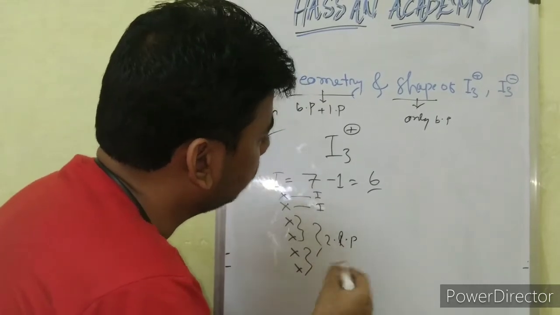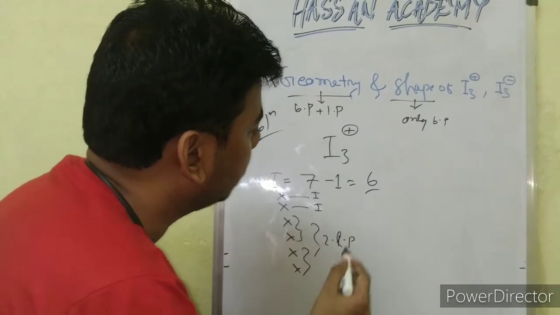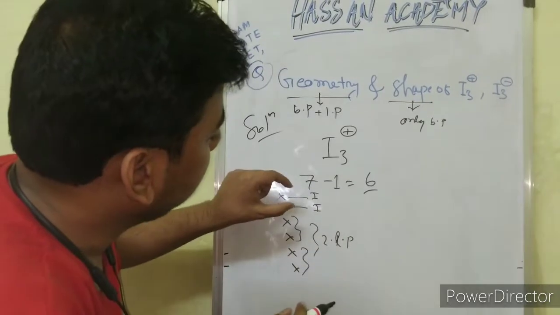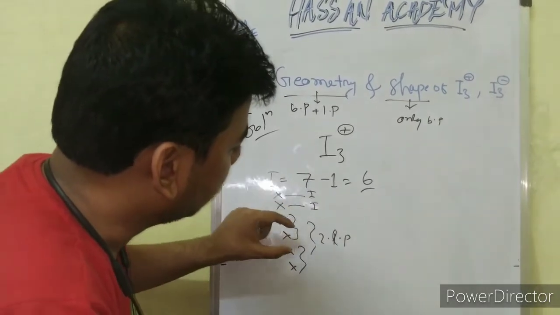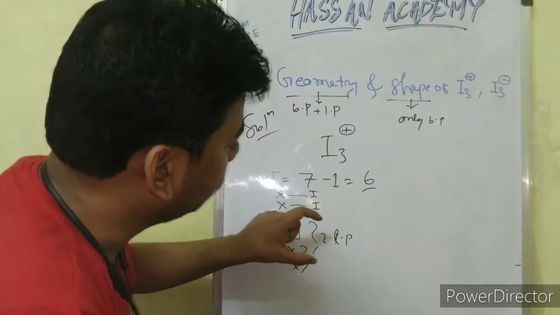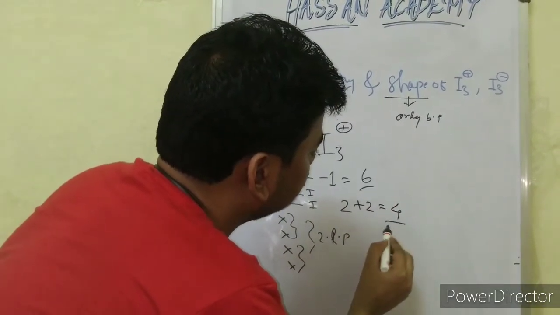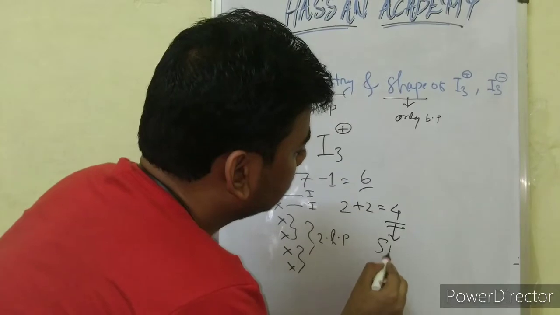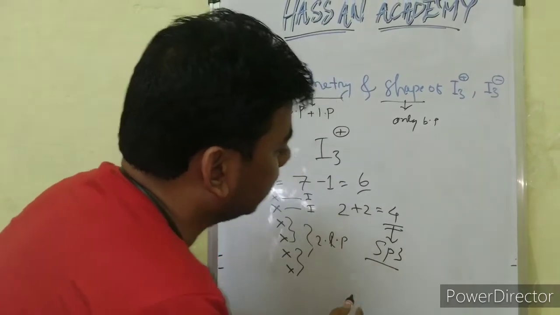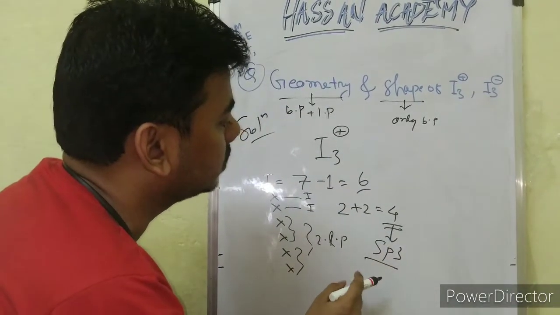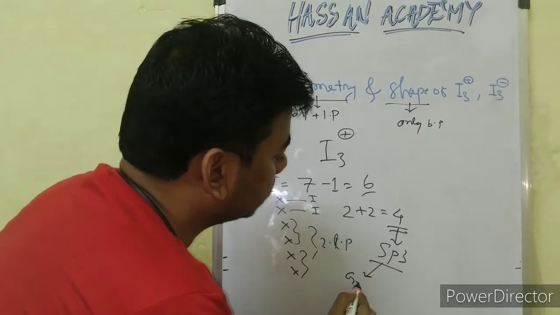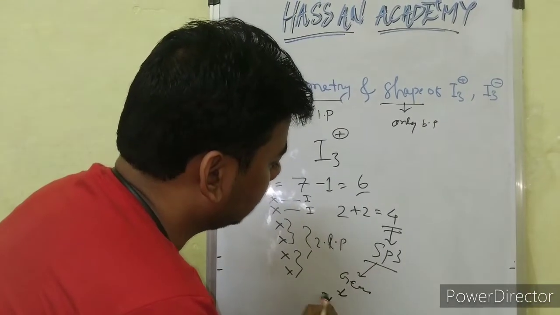When we go for steric number or hybridization, we need to consider both bond pair and lone pair. So 2 plus 2 is equal to 4, which is the steric number. Since it is 4, hybridization is sp3. Once the hybridization is sp3, its geometry is always constant, that is tetrahedral geometry.